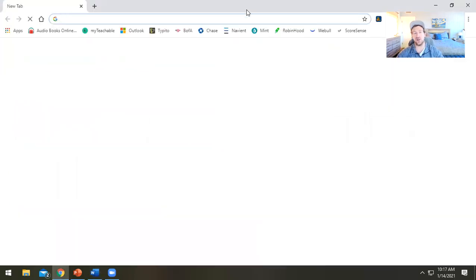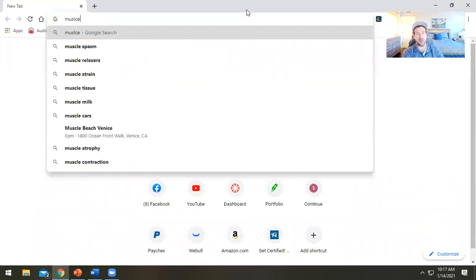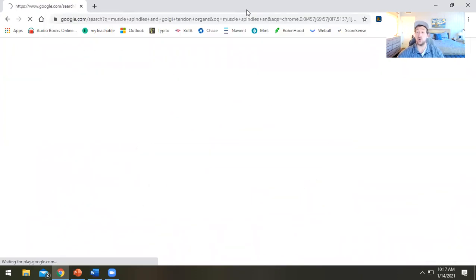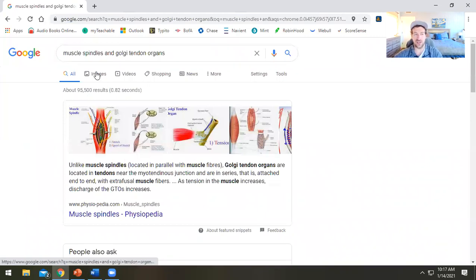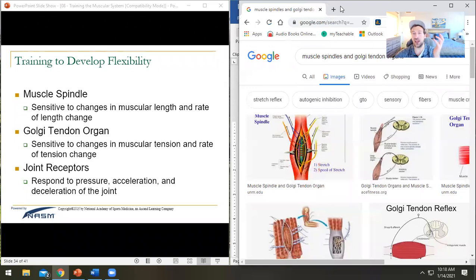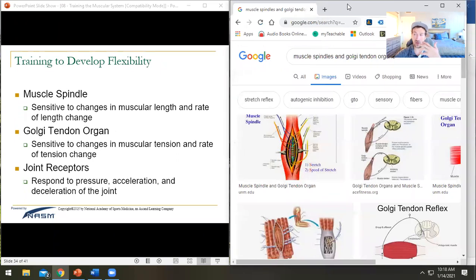So inside of your muscles, you have what are called muscle spindles, and you've got what are called Golgi tendon organs. These are what are called mechanoreceptors. They're part of your muscular system in the sense that they live in your muscular system, but they are actually part of your nervous system. And if you look at their function, their job is to communicate between your muscular and nervous system, right?